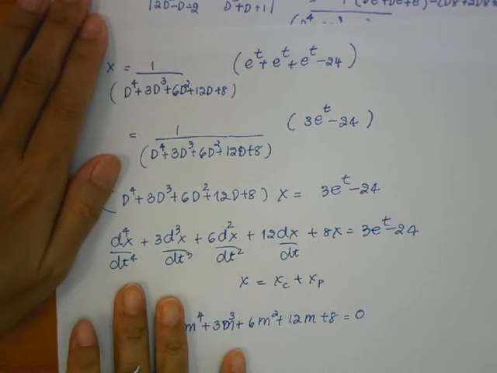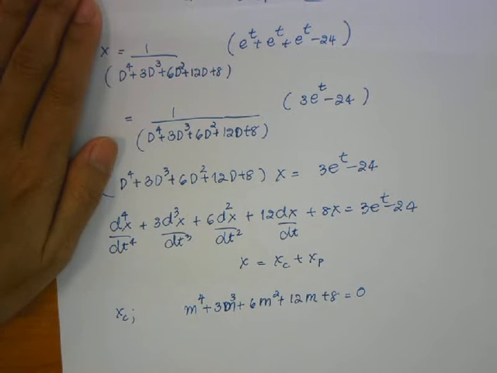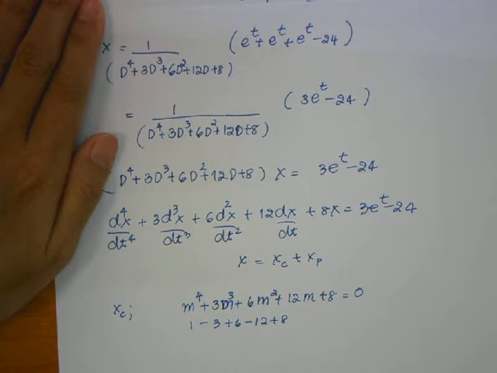You've got to find four values of m. Since you have all plus signs, you know that the first root should be a negative value, so we can try minus 1. If I try minus 1, I would get 1 minus 3 plus 6 minus 12 plus 8. Is that equal to 0?